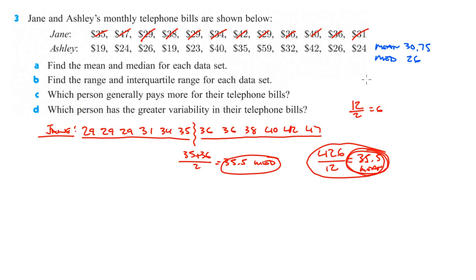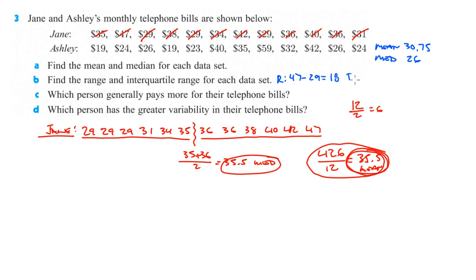Find the range and interquartile range for each data set. Okay, probably should have read the rest of this before I went on to the second set of data, but that's okay because we still have that data. Ashley's data is in the calculator, and the rest is out here. So if we want to find the range, it is going to be 29 to 47. So 47 minus 29 is going to give us 18 as the range.